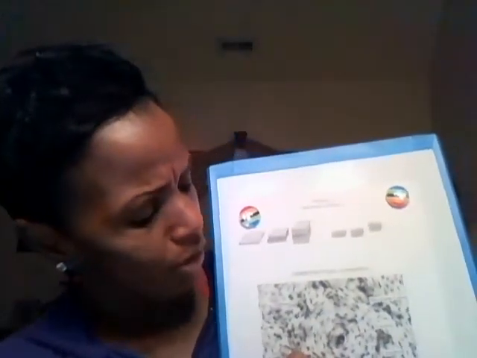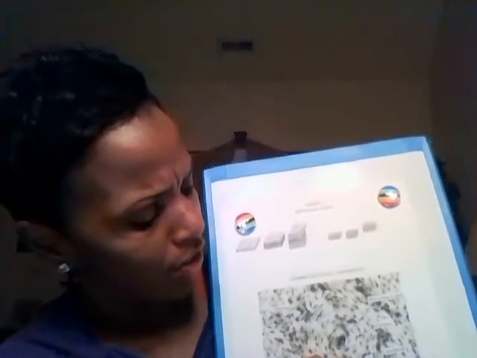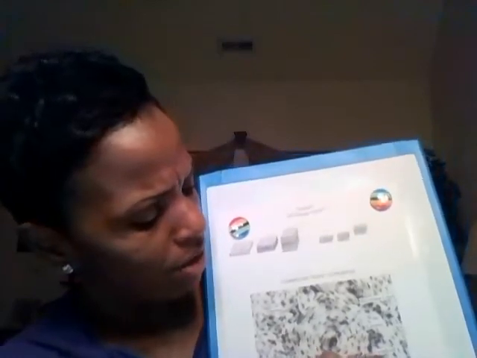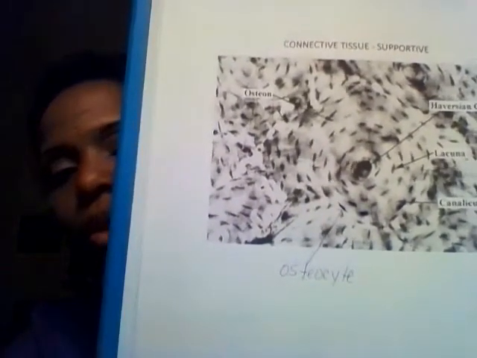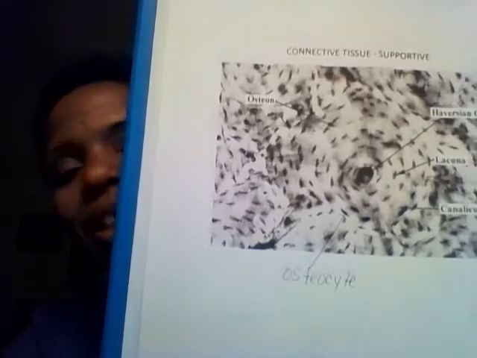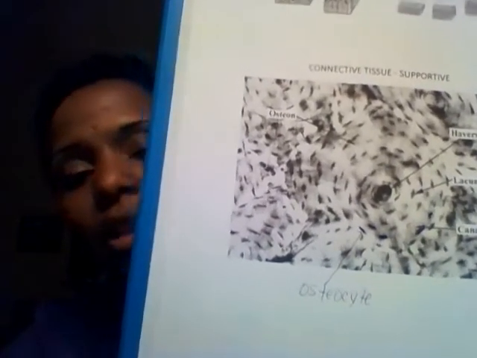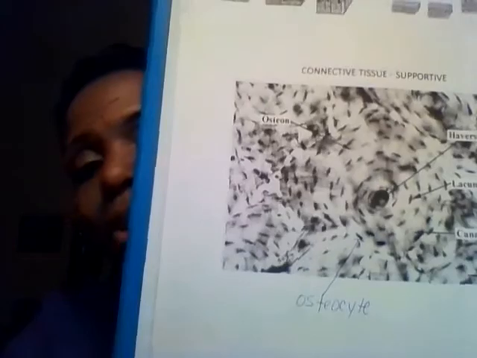Each one of these little dark areas here, we're going to draw a line just to one of them. These are the osteocytes. Each one of those little dark dashes, those are the osteocytes. Remember, the osteocyte is the bone cell.